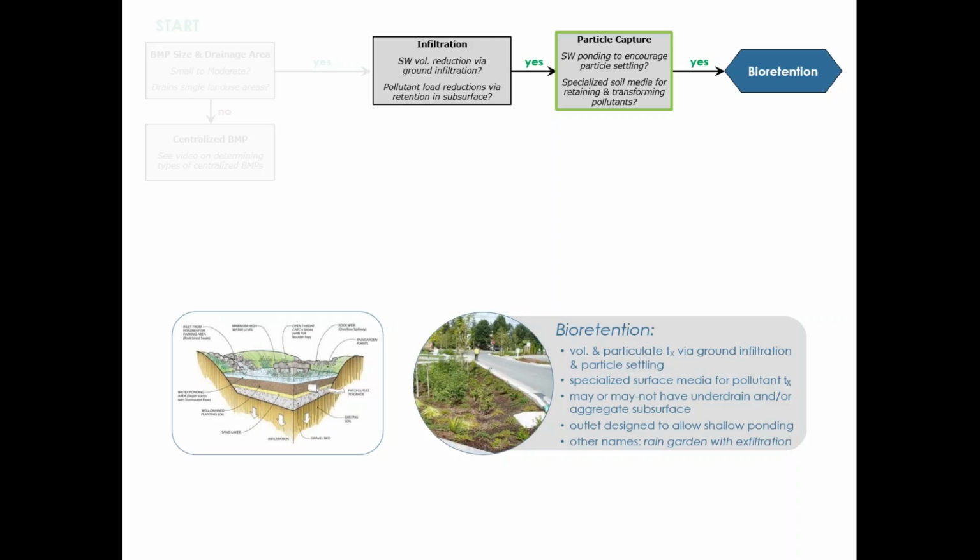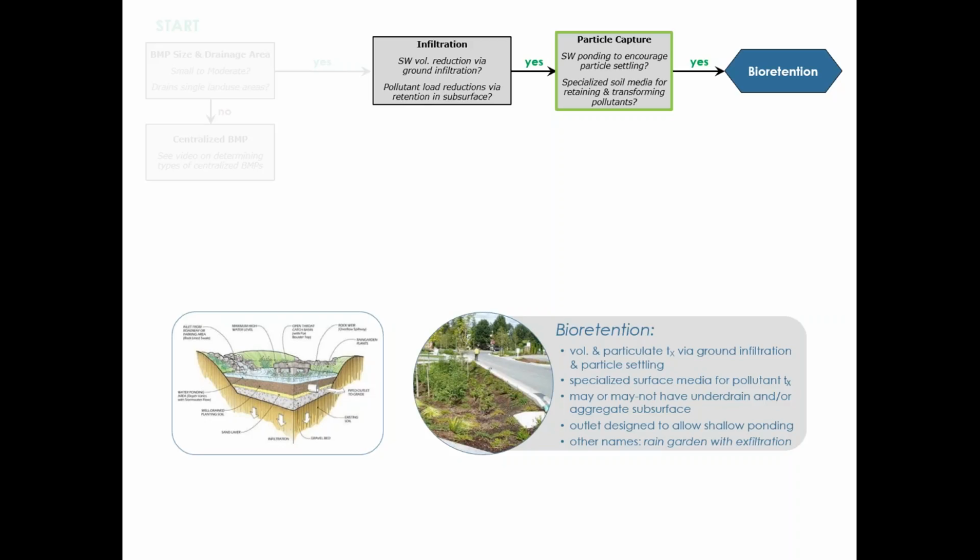The outlet design for a bioretention BMP allows for some ponding prior to outflow, typically to a depth of about 6 inches, and may be a passive surface outlet like a curb cut or a piped overflow. Bioretention BMPs are constructed with specialized soil media to a depth of 1.5 to 2 feet in order to enhance the retention and transformation of pollutants via biogeochemical processes.